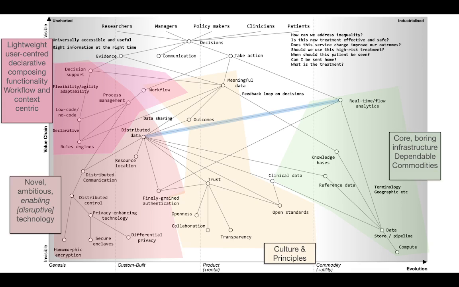In the middle, you've got some of the culture and principles that I think we need to work on: transparency, trust, standards, collaboration, outcomes, and openness. And then we need to be building on these core boring infrastructure bits. These are the dependable commodities, knowledge bases, reference data. Arguably clinical data should be in here, built upon open and commodity data stores, data pipelines, funneling this data, and open compute.